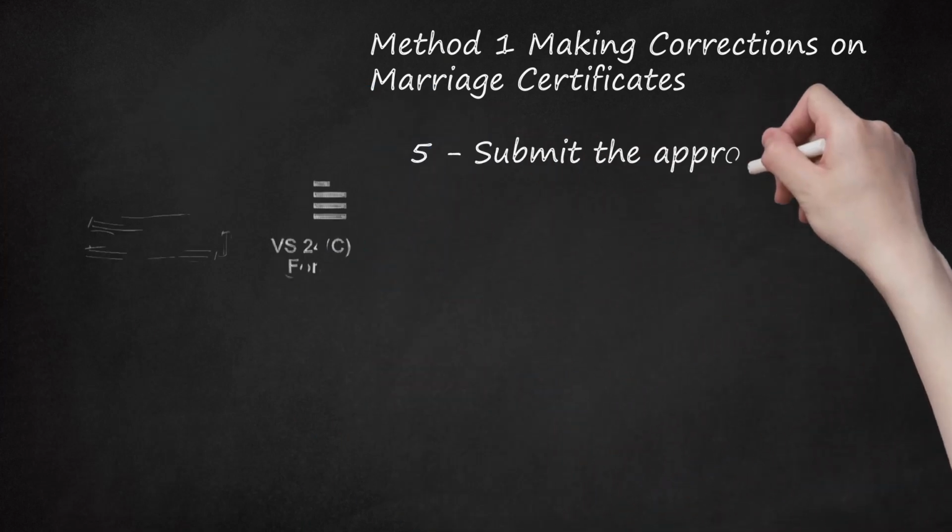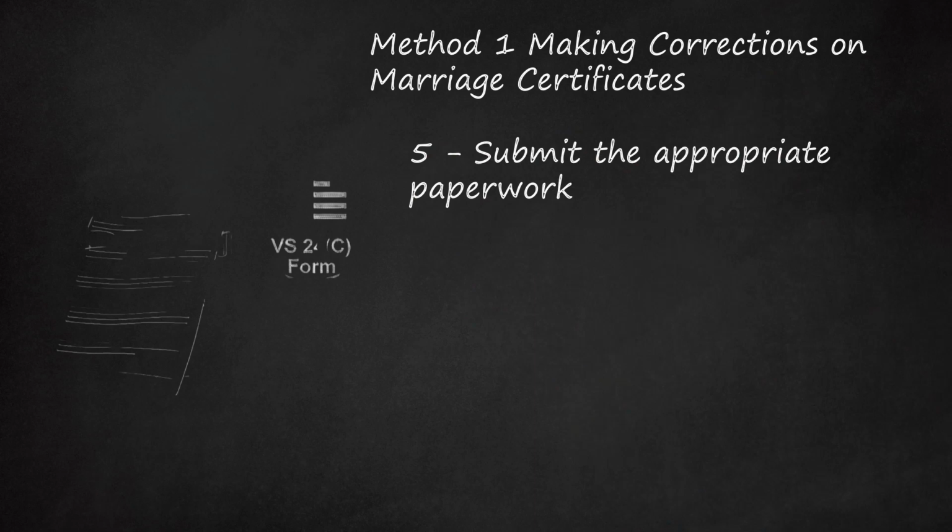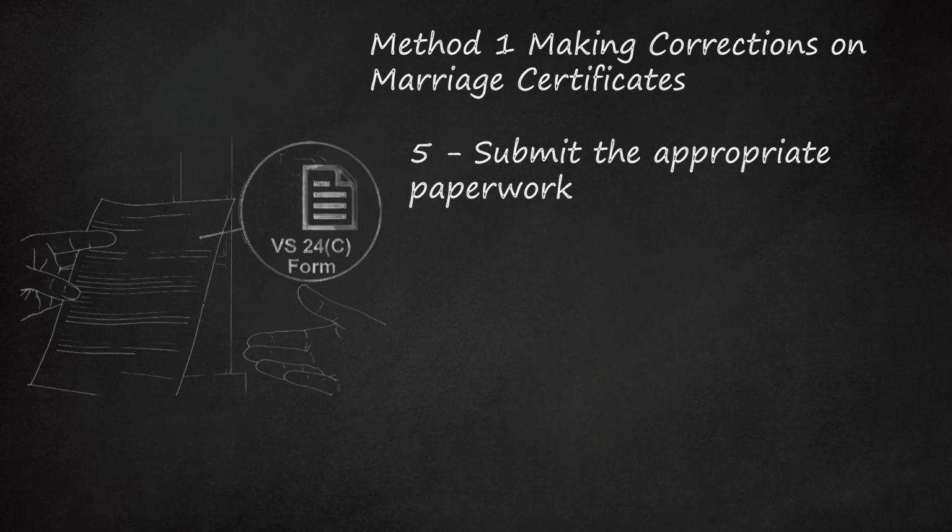5. Submit the appropriate paperwork. The paperwork required by your local state or county authorities will vary by location. Your state office of vital records may not be involved in marriage certificates. Because marriage certificates are issued by the county, there is a great deal of variation in the requirements for amending the marriage certificate. Contacting your local clerk of court may help you better understand what documentation you need to provide.